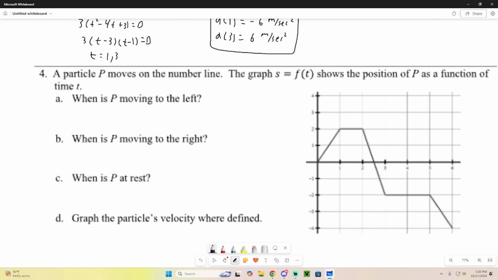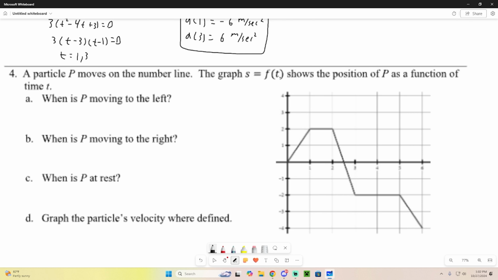Alright, question 4 says, when a particle moves on the number line, the graph s equals f of t shows the position p as a function of time. When is p moving to the left? So let's start with, what does moving to the left mean? Moving to the left means it's going down on the y-axis. But this is a position function, so where is the position going down?